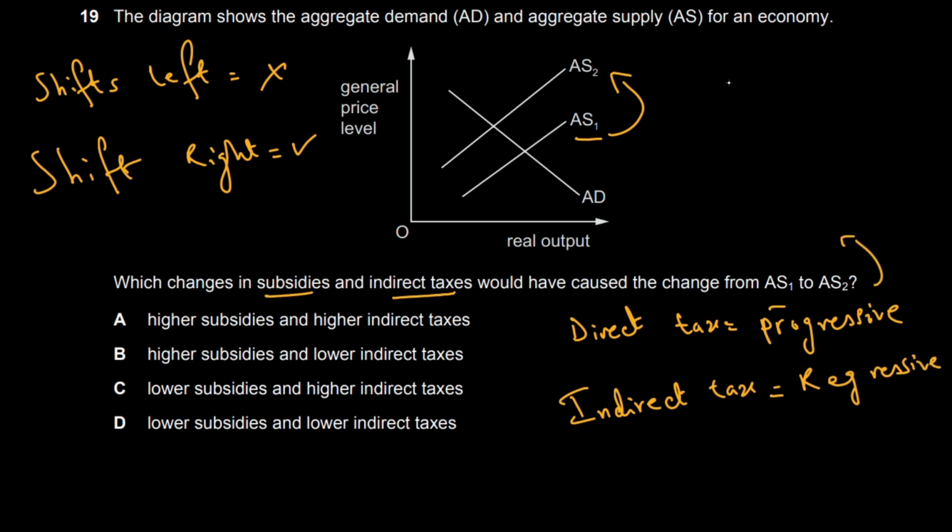By progressive, I mean, on a scale of different income levels, for example, here's a high income and here's a low income.